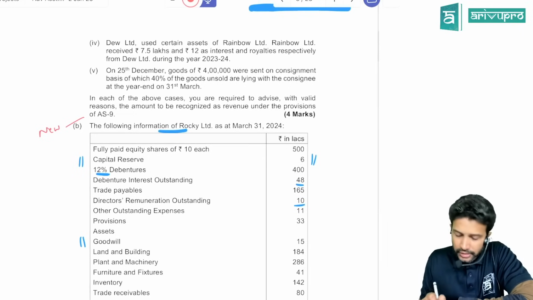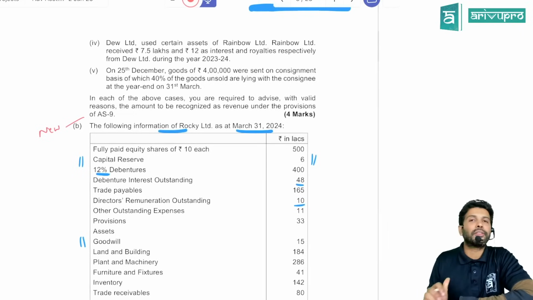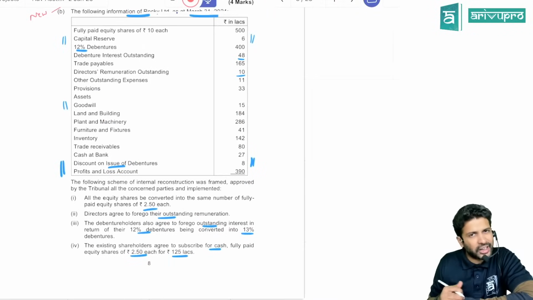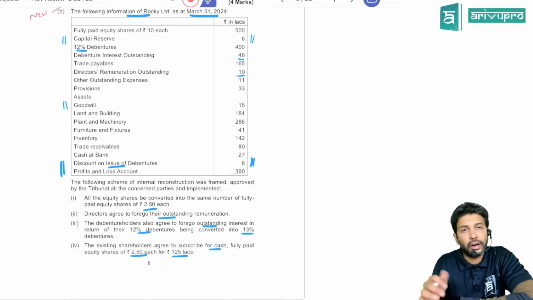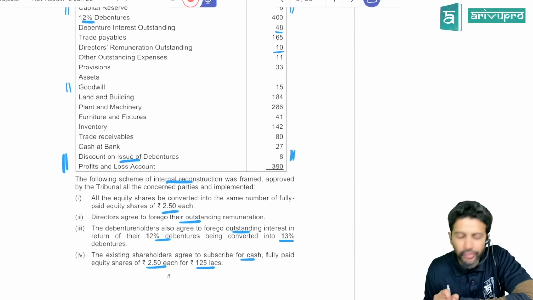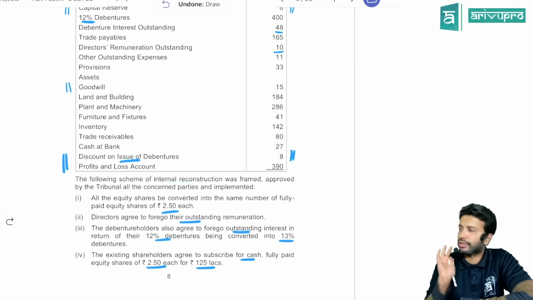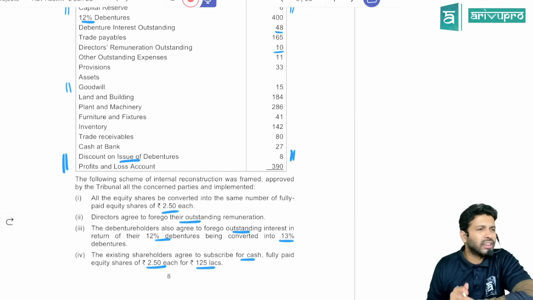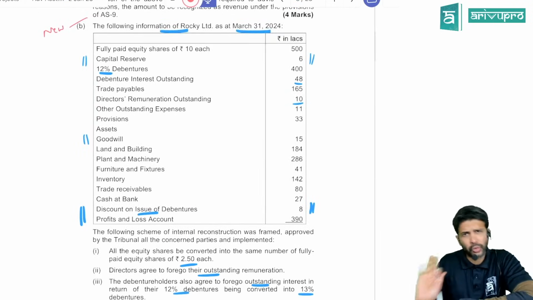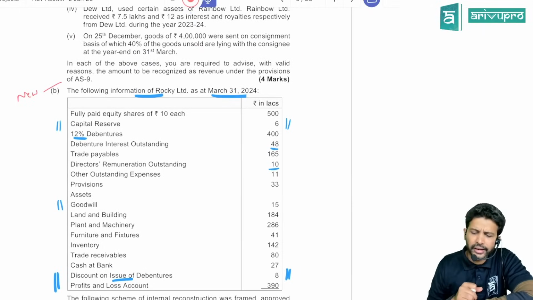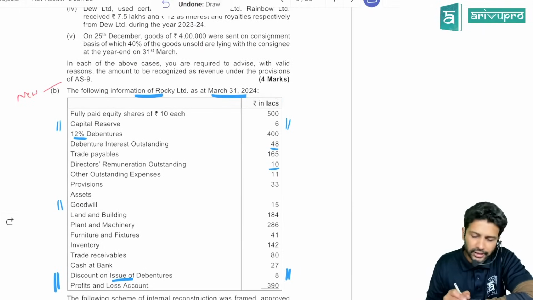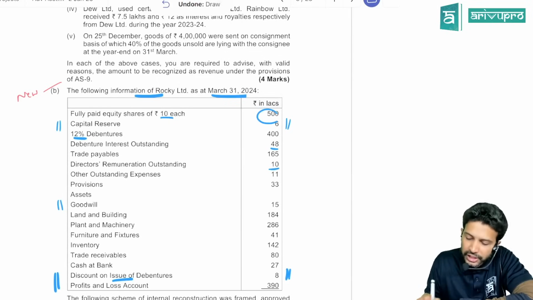Following information of Rocky Limited as on 31st March 2024. In fact, just read off the requirements so that you'll get the question better. Following scheme of internal reconstruction. So this is a pure question on internal reconstruction. So now you got what the question is all about. So let's read the data once to be sure. All the numbers are in lakhs. Fully paid up equity shares of 10 each, 500 lakhs.